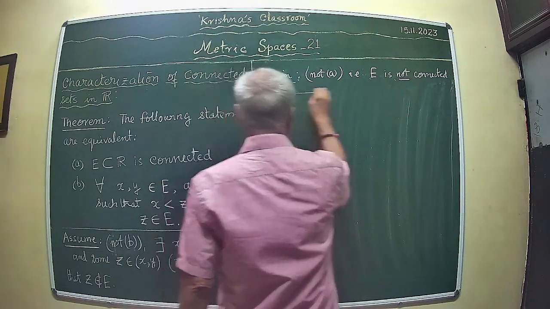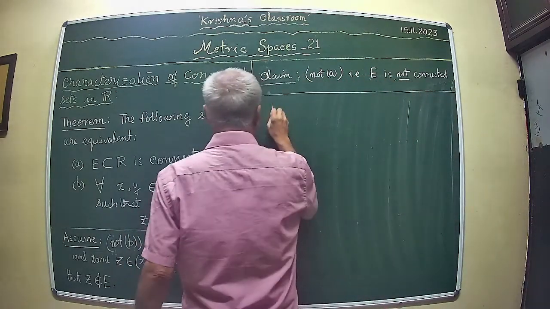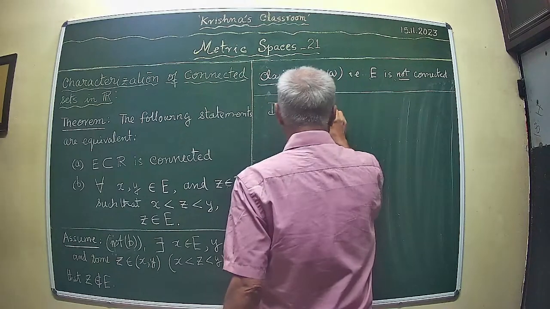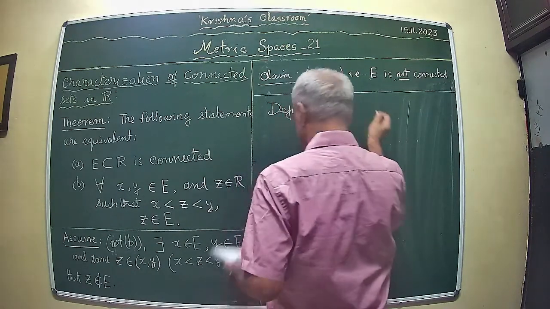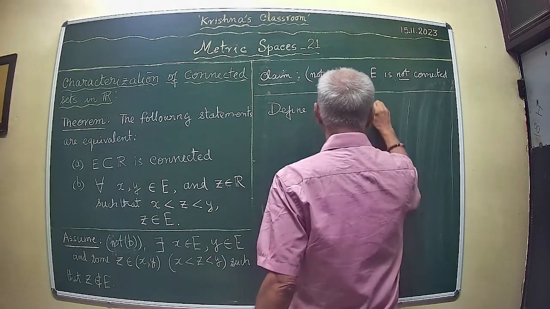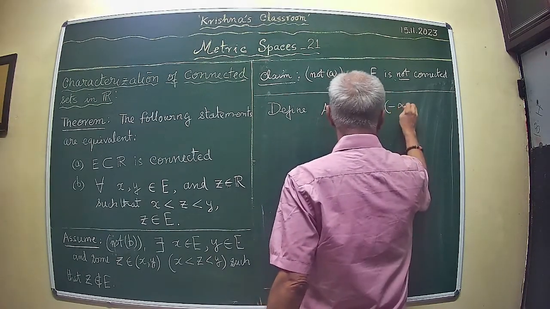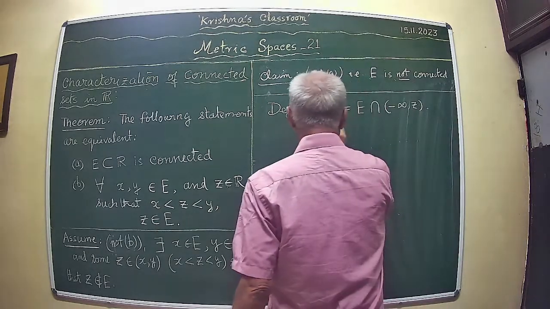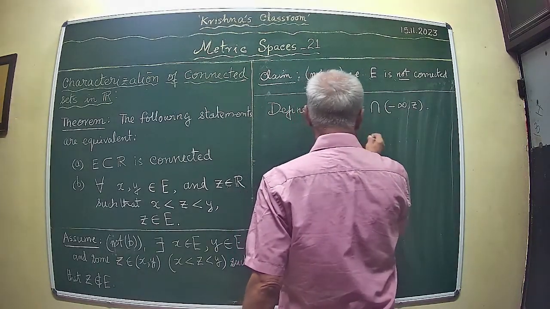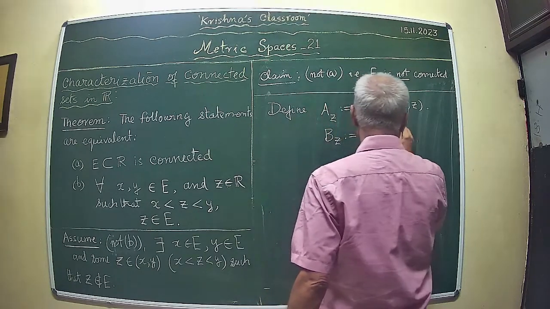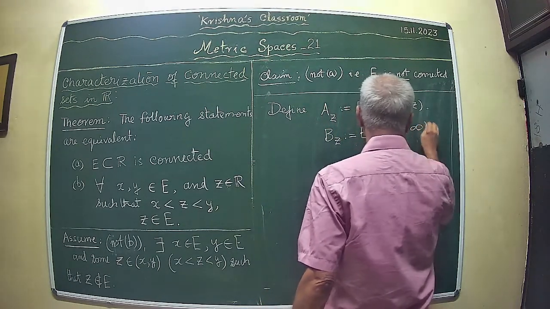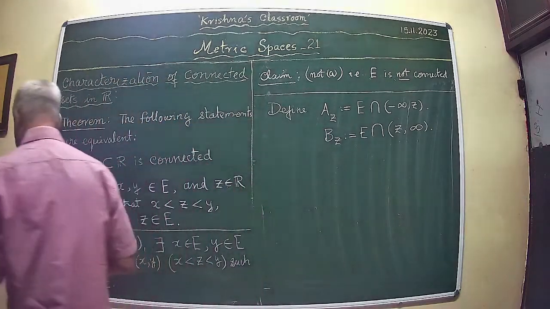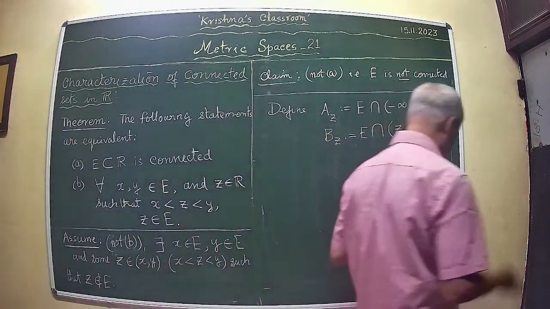So let us start the construction. Define A_z equal to E intersection (minus infinity, z) and B_z equal to E intersection (z, infinity). So we have defined two sets A_z and B_z. Then we observe what the properties of these sets are.